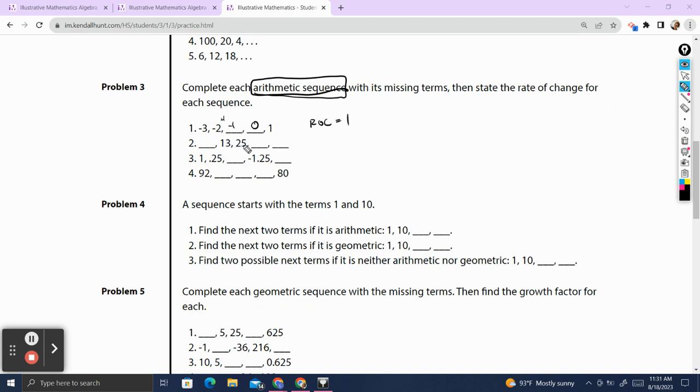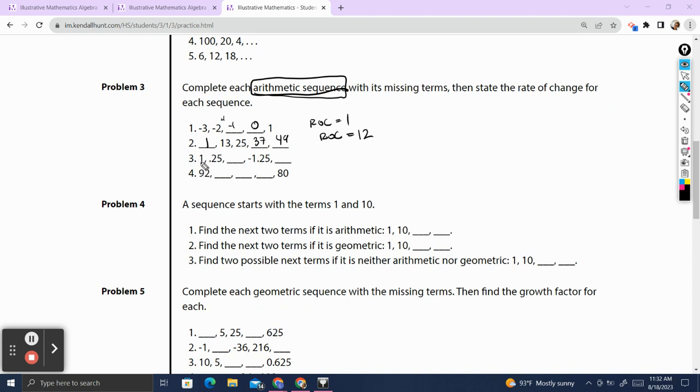Here, 13 to 25 is added to 12. I added 12 to get from 13 to 25. So to go for the term below, I'm going to subtract 12 from 13, which gets me 1. This will be 37, and this will be 49. Rate of change is equal to 12.